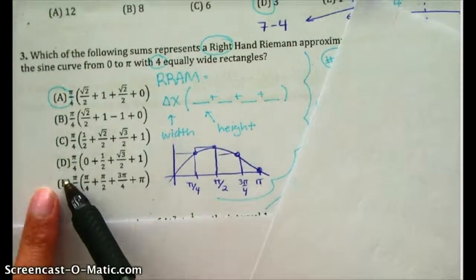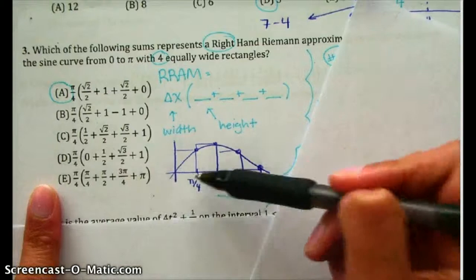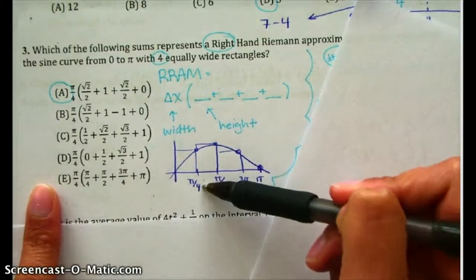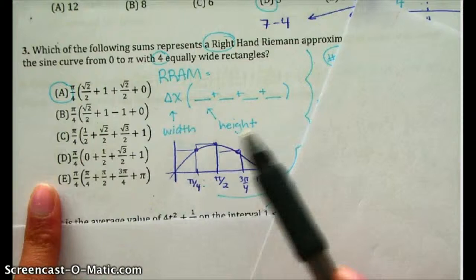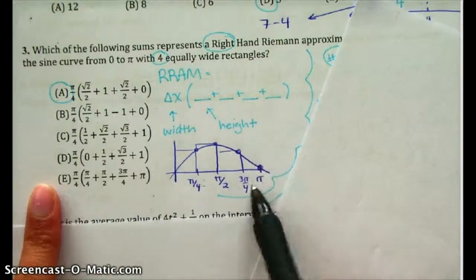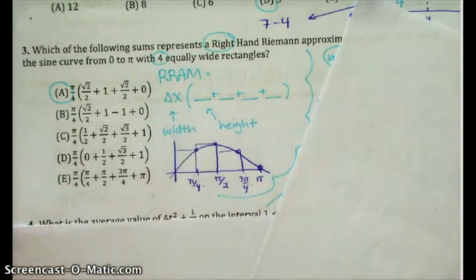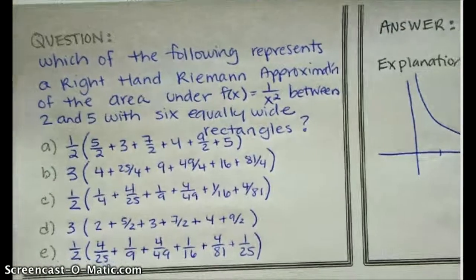So if you chose E, your mistake was you forgot to take the height. You just used the x values. When you plug them into the sine function, which you can do using a unit circle or just by knowing your graph, A is the correct answer. Use the similar strategy to work out this one.